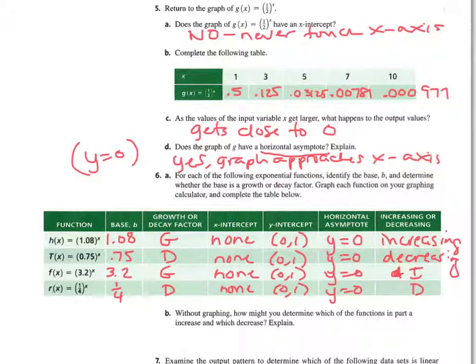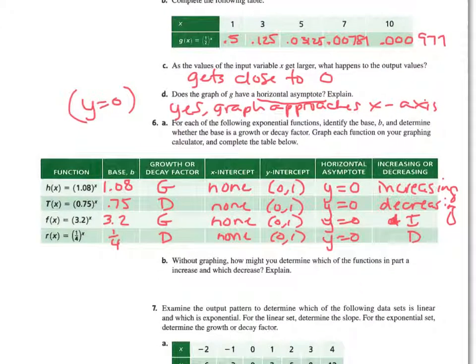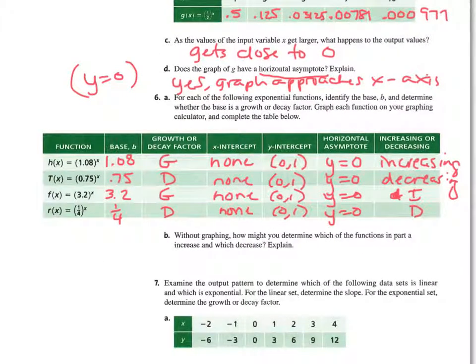Okay, so hopefully you get the same thing there. They pretty much have very similar characteristics. It's just a matter of a growth being increasing and a decay being decreasing. So without graphing, how might you determine if it's increasing or decreasing? Well, we just said that depends on B, if it's either growth or decay.